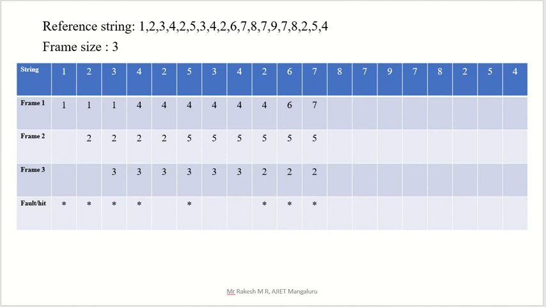Then 8. Is there any 8 entry? No. So what to do here? Take 7, 5, 2. 7 is here, then 5, then 2. Which one is last? 7, 2, 5. 5 is the last, so replace 5 and write 8. This is also a page fault. Then 7: 7 is here, no need, keep it as it is, already there, it is a page hit.